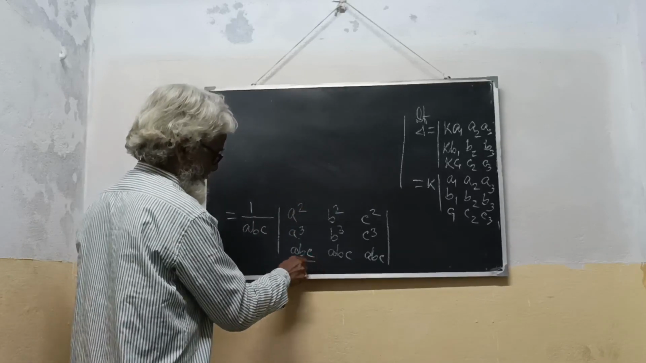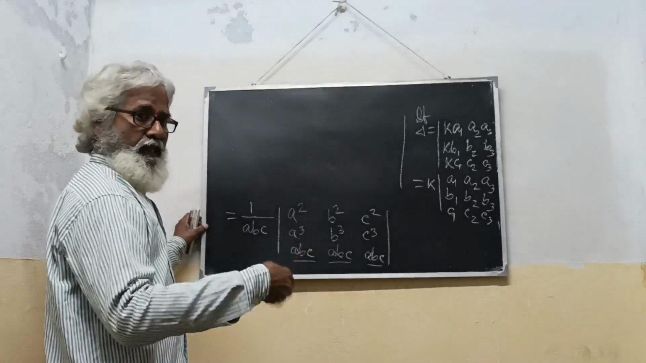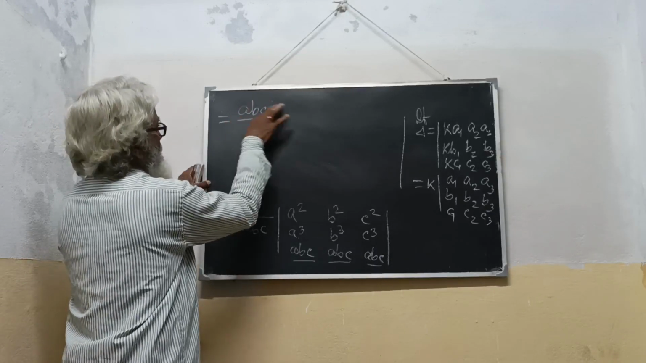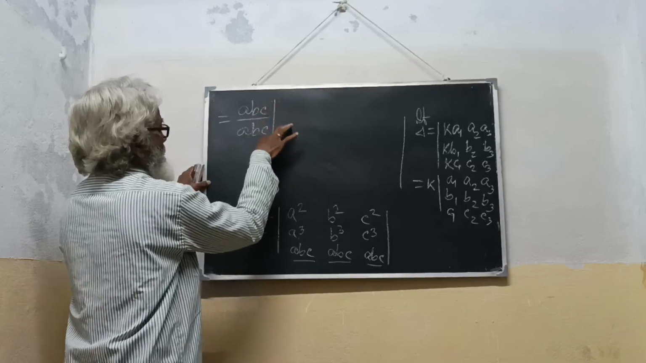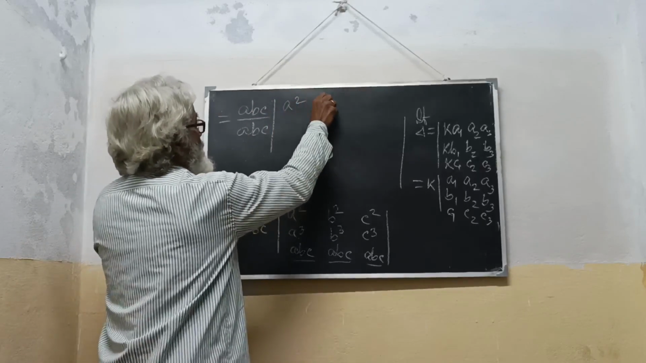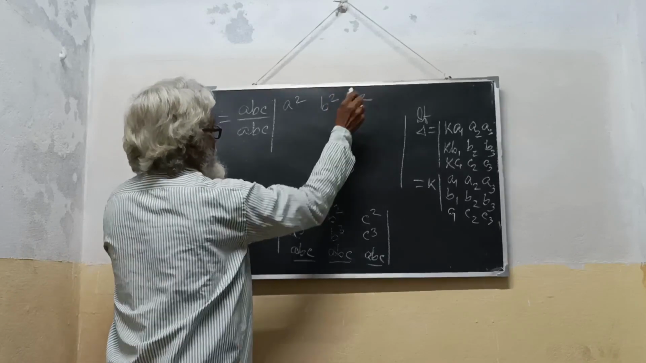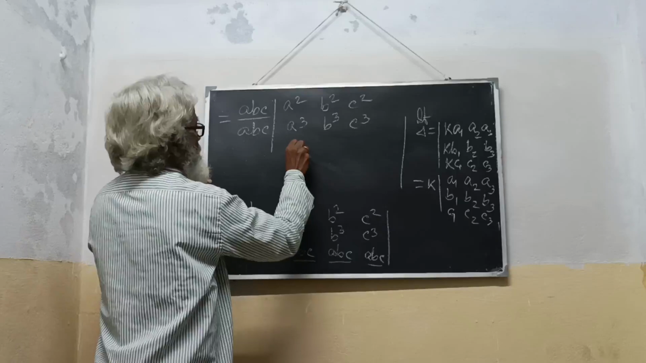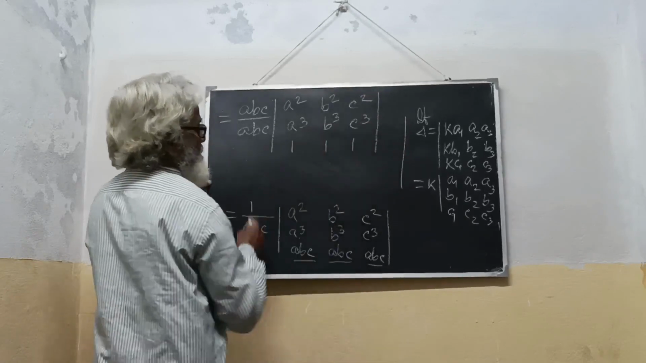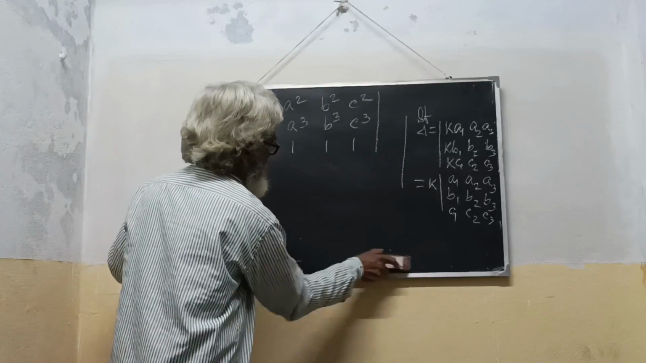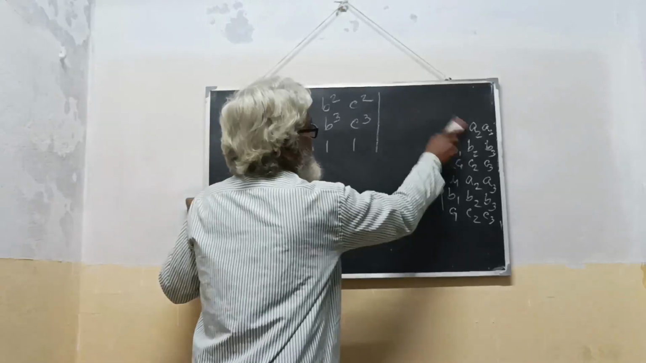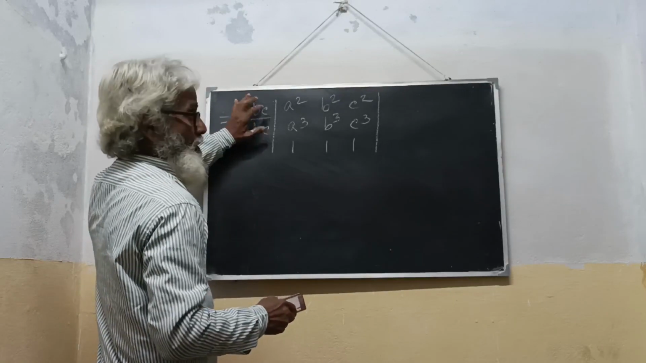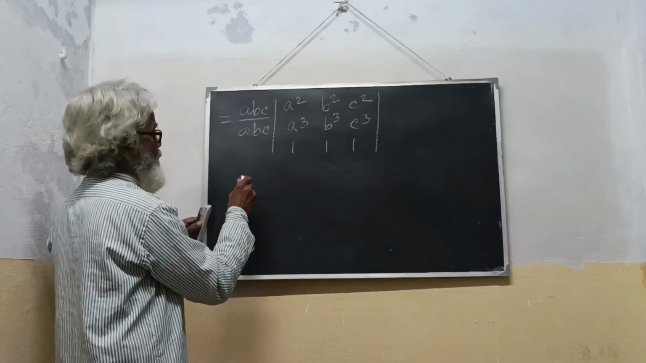Now you see all the elements of third row are ABC, so that can be taken outside of the determinant sign as a common factor. So you write this. A square, B square, C square, A cube, B cube, C cube, 1, 1, 1. Okay? Very interesting. So this is as a common factor out.